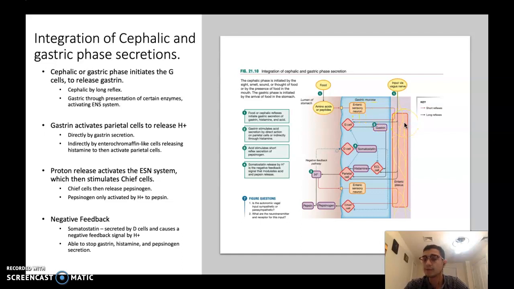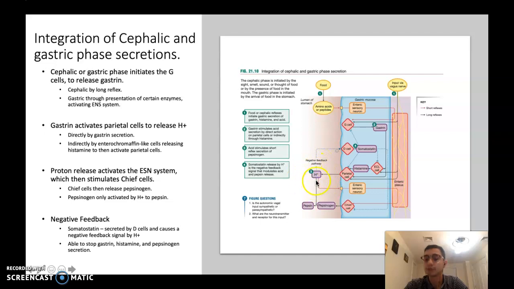So realize that both of them have the same end result of having G cells secreting gastrin. After gastrin is released, it is able to stimulate the parietal cells to secrete protons. This can be either indirect, through the ECL cells, which are enterochromaffin-like cells, which release histamine, which then acts on the parietal cells to release protons, or direct, where the gastrin just initiates the parietal cells to secrete protons.